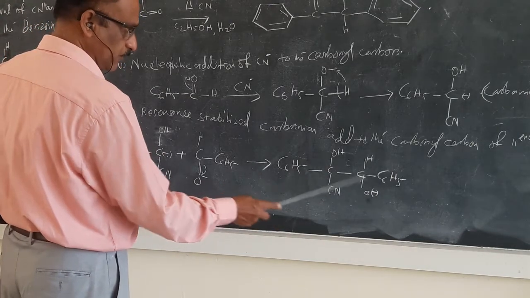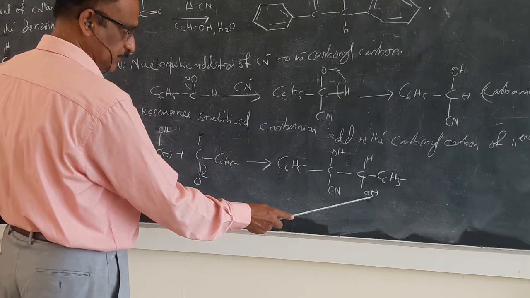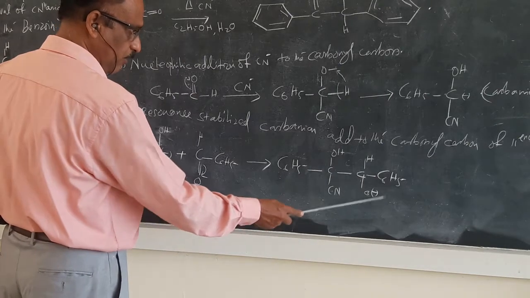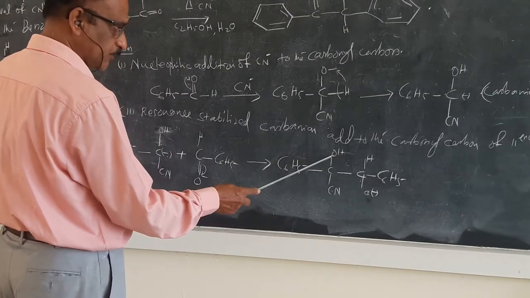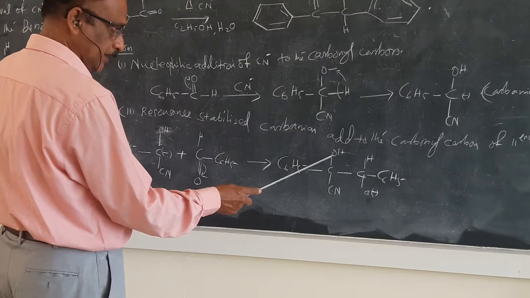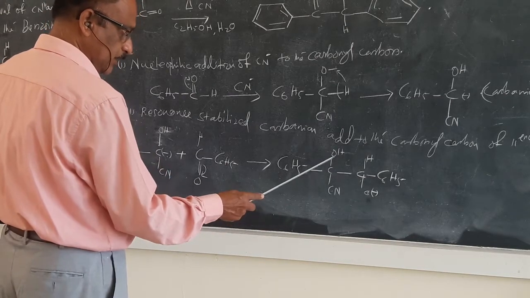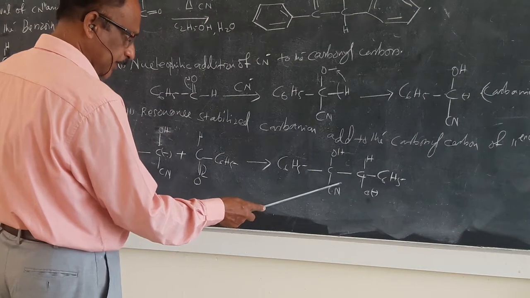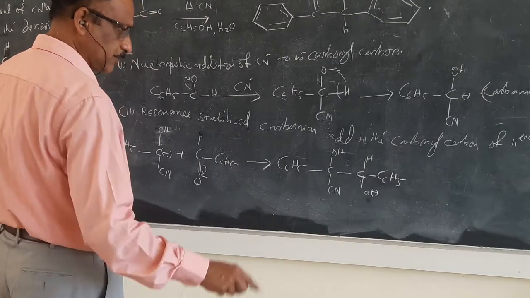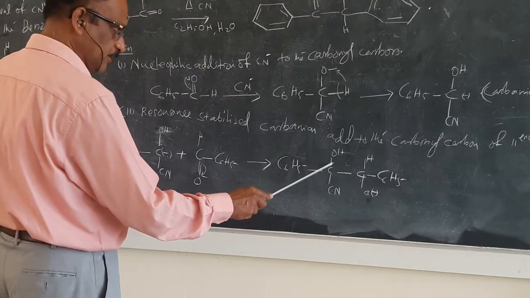This H plus will go to this oxygen. So therefore here it will be OH, and here it is O minus. Right? This will transfer into here. This will be O minus, and the CN minus will be removed out. And here there is a formation of a double bond.